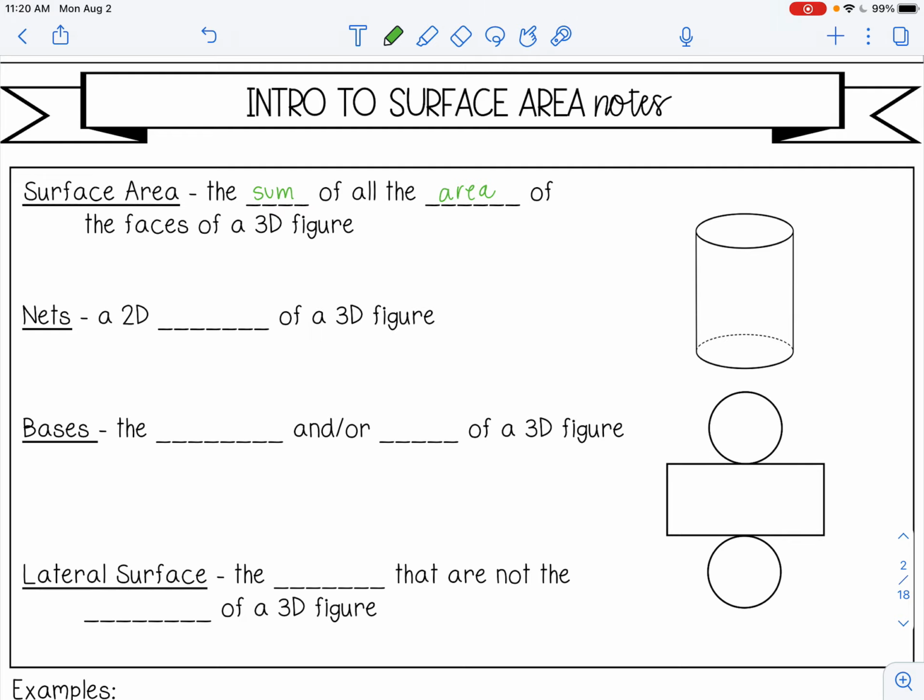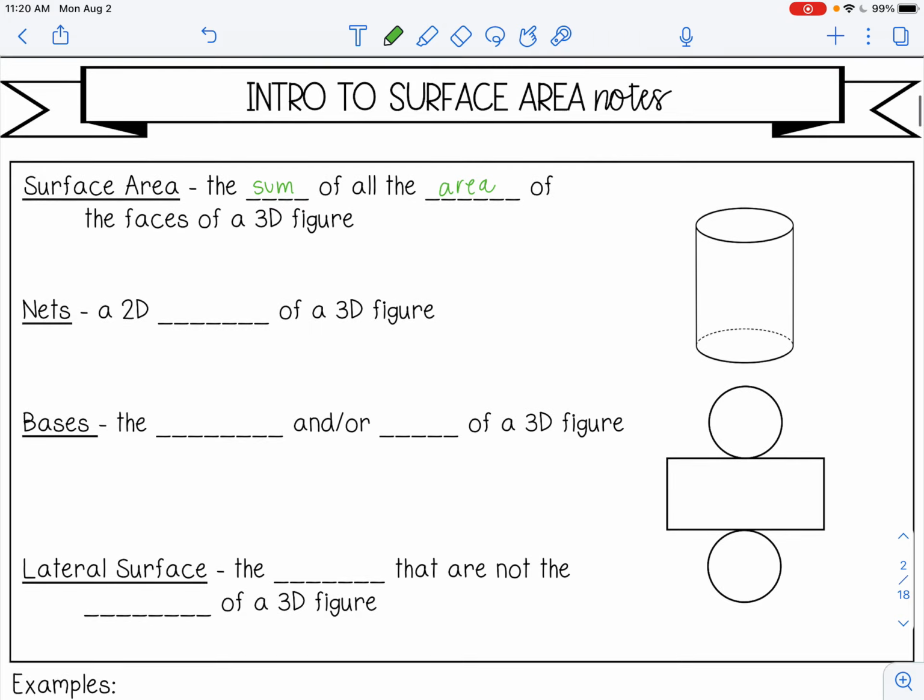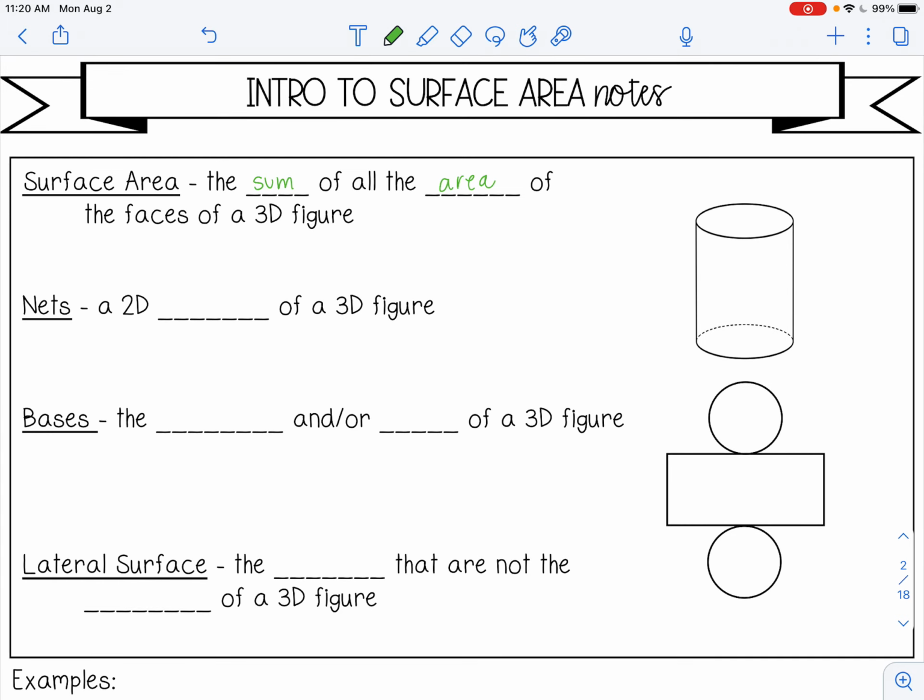So if you take each face, for example, on this cylinder, if you opened it up and laid it out, it would have a top circle, a bottom circle, and then this section, if you open it up, it would basically be a rectangle. So if you found the area of this circle, the area of this circle, and the area of the rectangle, added them all up, that's what sum means, then you would find the total surface area.